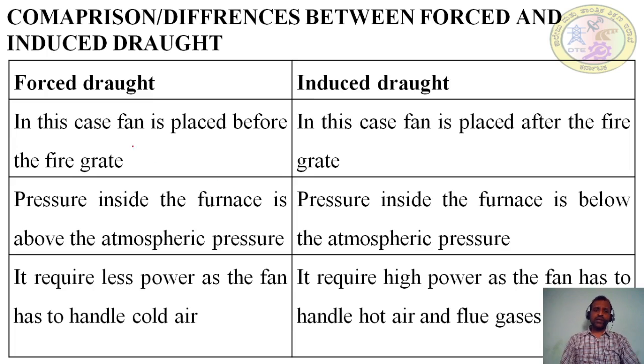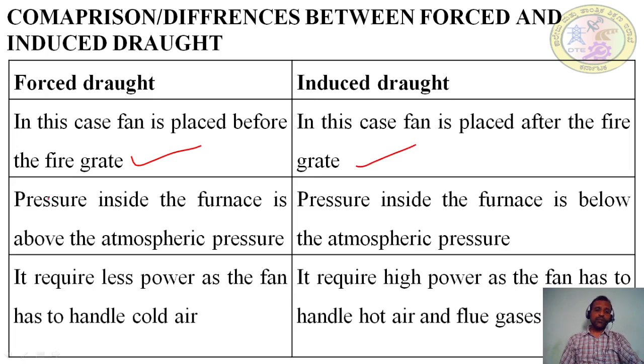So we'll see. In the forced drought, the fan is placed before the fire grate. As I told, the fan or the blower is placed before the fire grate. In an induced drought, the fan is placed after the fire grate. After the fire grate means it is before the chimney only. This is the first difference.